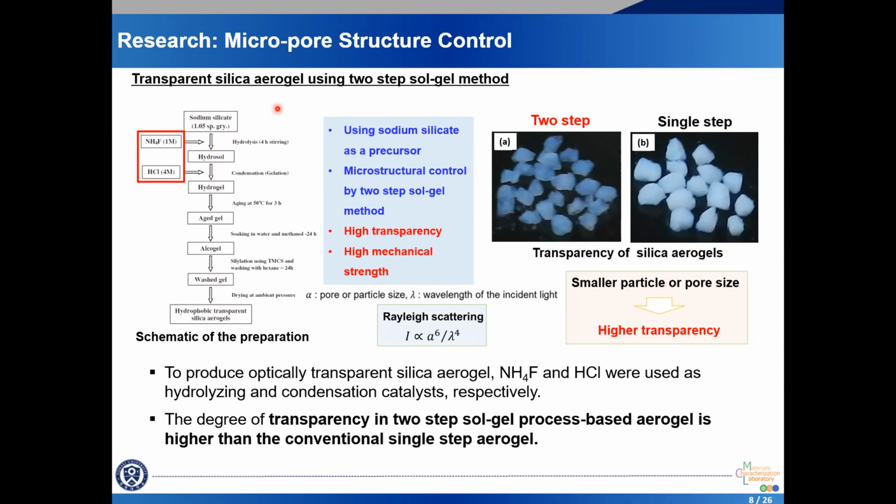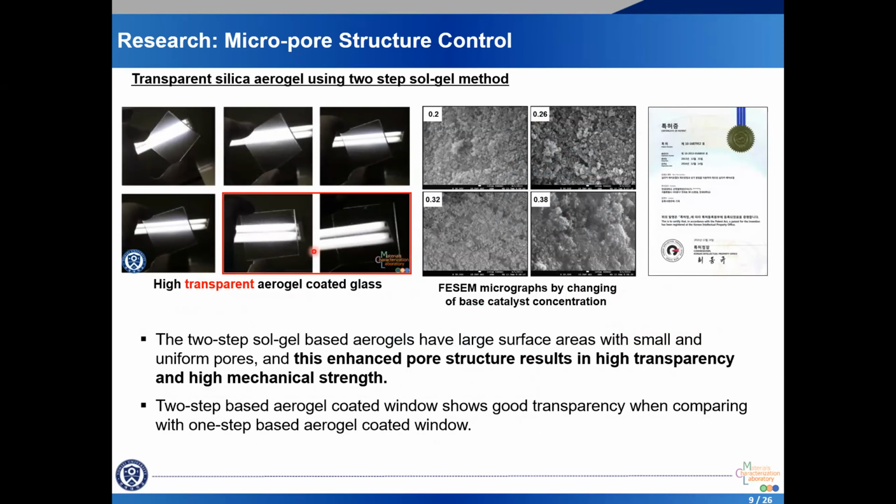This is about the enhancement of transparency. Interest in improving the optical transmission of silica aerogels led to the synthesis of aerogels using a two-step sol-gel process. To process optically transparent silica aerogel, ammonium fluoride and hydrochloric acid were used as hydrolyzing and condensation catalysts. The degree of transparency in two-step sol-gel process-based aerogels is higher than the conventional single-step aerogel, as shown in the photos. The two-step sol-gel-based aerogels have large surface areas with small and uniform pores, and this can contribute to high transparency of aerogels. The enhanced pore structure results in high transparency of aerogels.